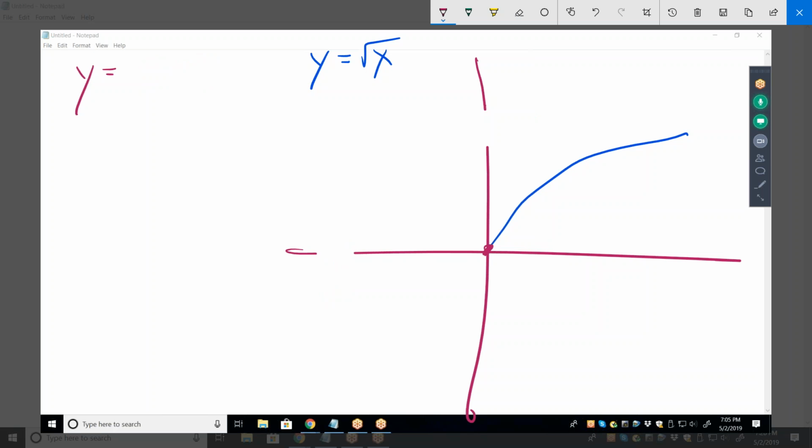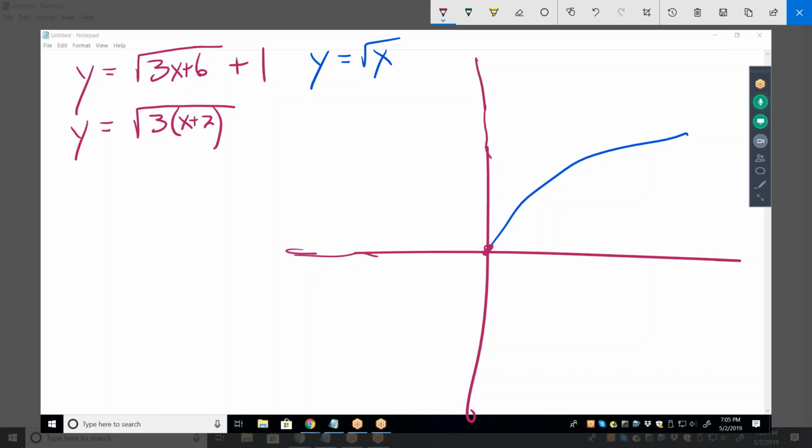Okay, here's one. Y equals root 3x plus 6, and then out of the parentheses plus 1. Like that? And then plus 1 outside. Now, there is a little bit of trickiness here. In other words, what I'm going to do is factor out that 3, make it look like that.